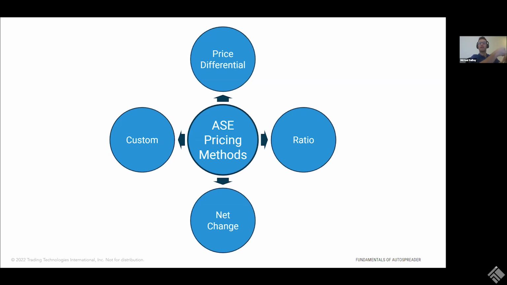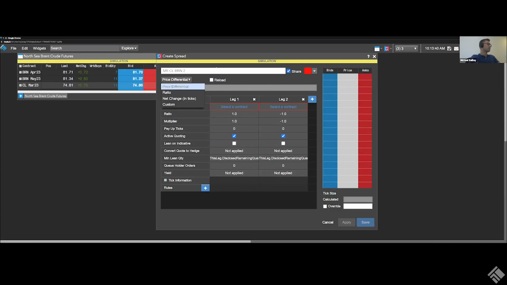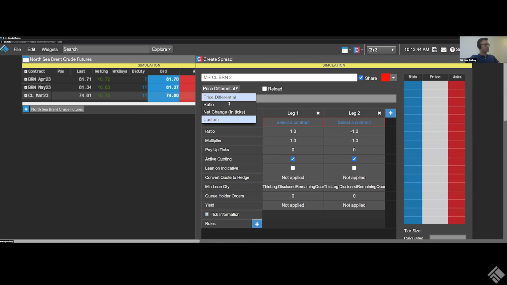The next is going to be net change in ticks. So that takes the current net change value of each leg and then calculates a spread price using that differential. And then custom is going to actually let you fully customize and modify the mathematics behind it to whatever you see fit. So it might be a little bit small on the screen there, but those are our 4 drop downs that we see here. Now, I'm going to circle back to this in just a moment.